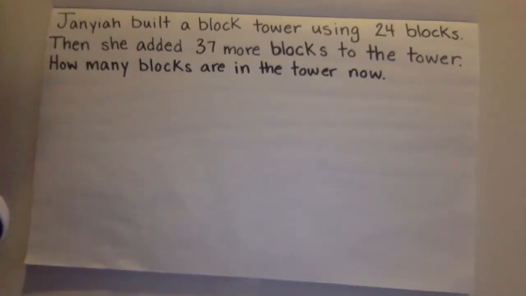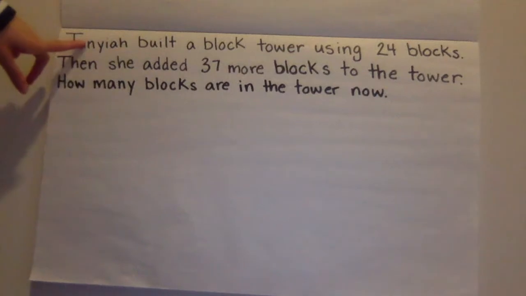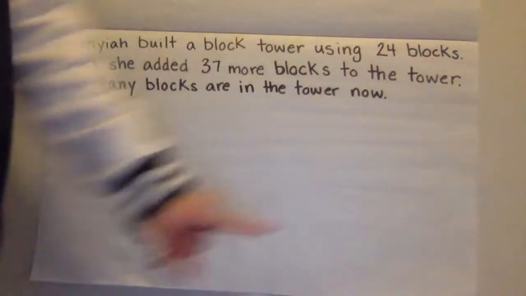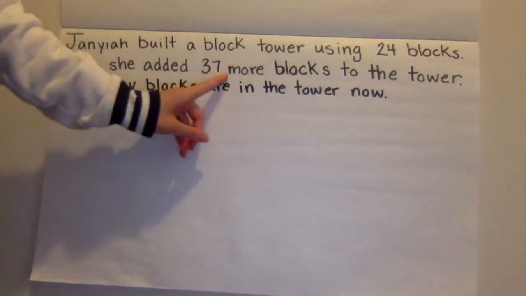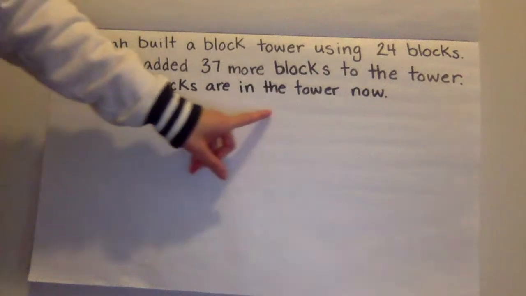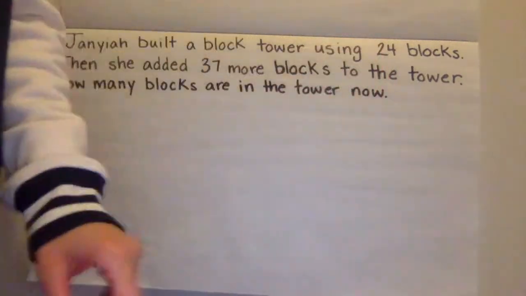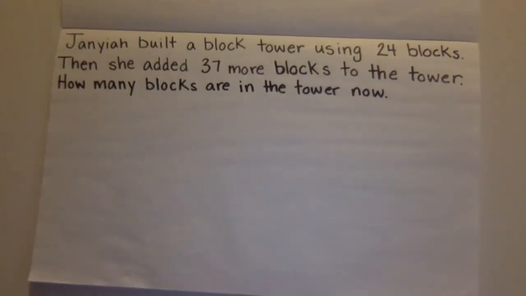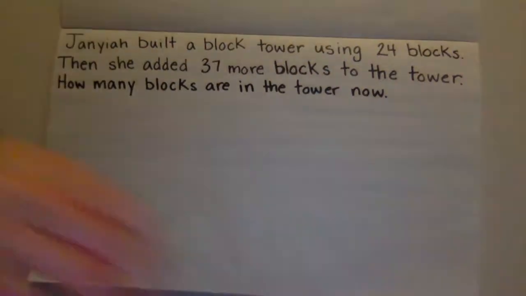Here's our next problem. It says, Janiyah built a block tower using 24 blocks. Then she added 37 more blocks to the tower. How many blocks are in the tower now? Let me read it one more time. Janiyah built a block tower using 24 blocks. Then she added 37 more blocks to the tower. How many blocks are in the tower now?